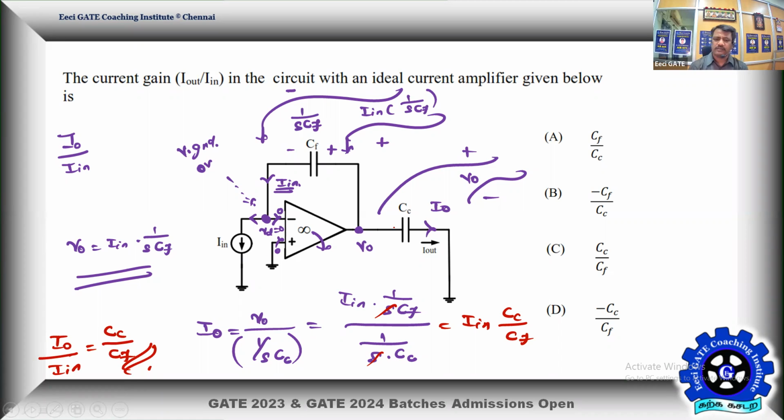So it is positive output, positive current, so the transfer function is also going to be positive. So the right answer is CC by CF. So the best possible answer is this. Yes, a very simple problem for 2 marks from analog electronics.